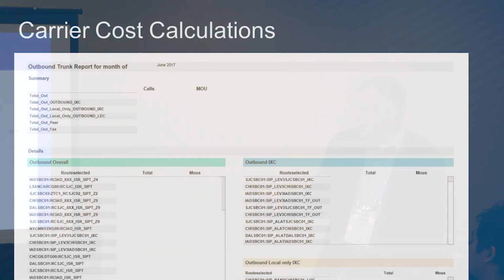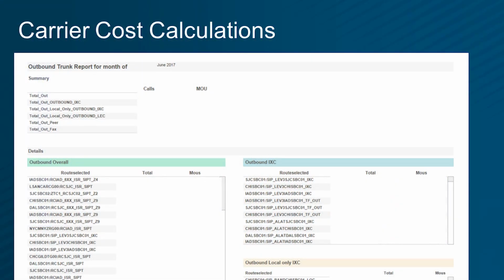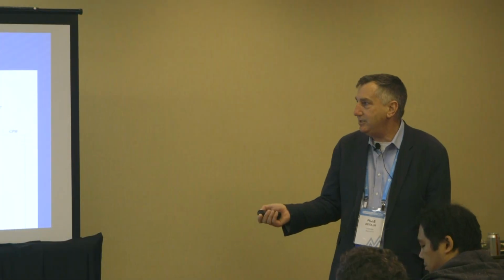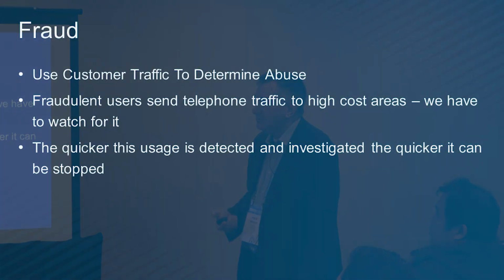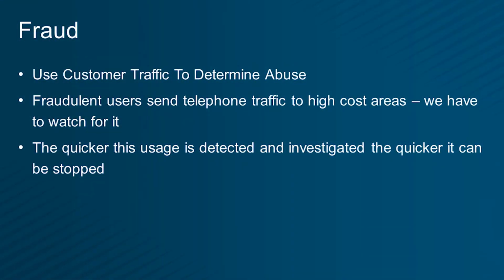But as you can see here, we were able to get number of calls, billable minutes of use, service duration, call cost, and even calls per minute, which is really important to us, right? We want to minimize that as much as possible. Okay, so the carrier bills are very accurate.